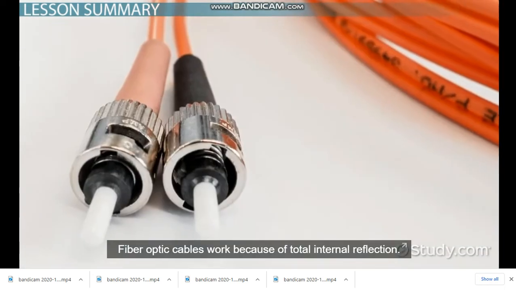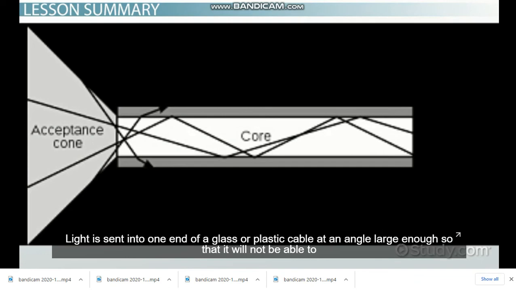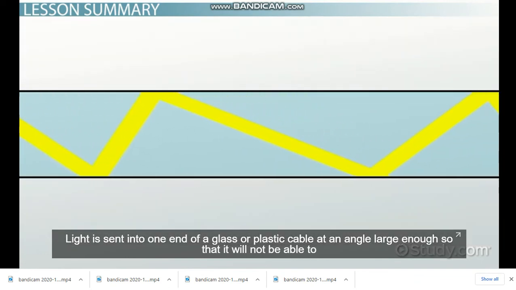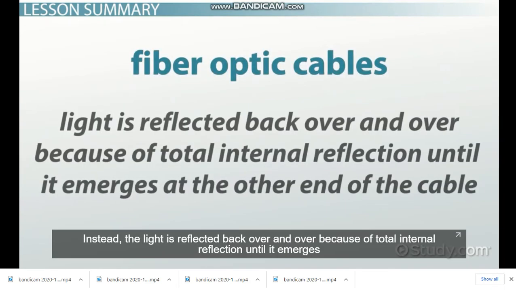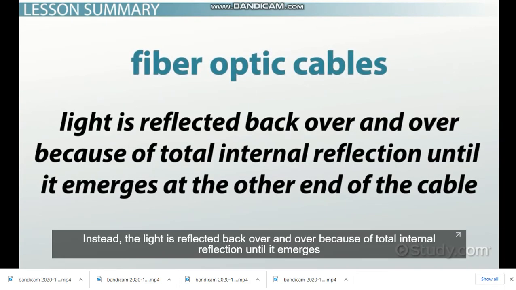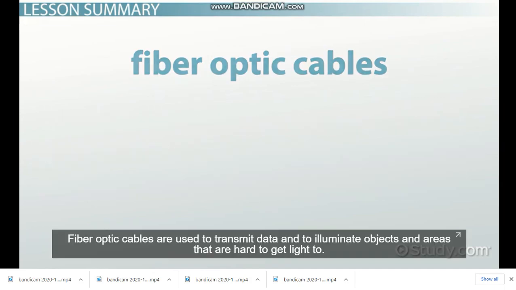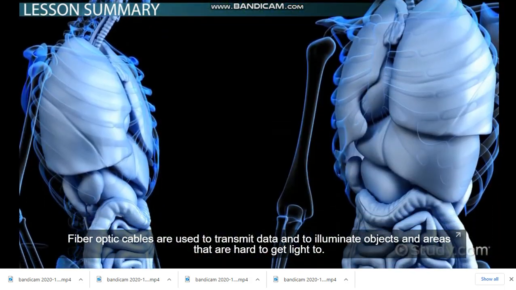Fiber optic cables work because of total internal reflection. Light is sent into one end of a glass or plastic cable at an angle large enough so that it will not be able to pass out of the cable into the surrounding air. Instead, the light is reflected back over and over because of total internal reflection until it emerges at the other end of the cable. Fiber optic cables are used to transmit data and to illuminate objects in areas that are hard to get light to.